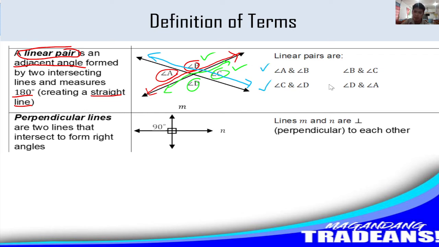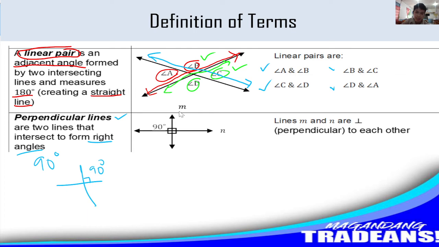Apat po ang linear pair dyan lahat. Okay, next. Perpendicular lines. Now, perpendicular lines are two lines that intersect to form right angles. Okay. Ano po ibig sabihin ng right angles? When you say right angles, ang measure niya is 90 degrees. Now, kapag ang dalawang linya nag-cross, tapos naka-create ng 90 degrees, therefore, they are said to be perpendicular to each other.